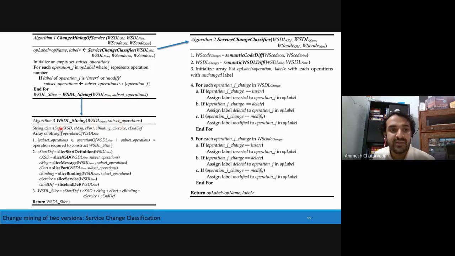So what it will do is construct various parts of the web service descriptive language. A web service is exposed to the world and has some interface as output, and these are various parts of the web service descriptive language, which are combined together. The subset operations are used to merge those WSDL parts and are required to construct the WSDL slice. The slicing of start definition, slicing of sub XSD, slicing of messaging, slicing of port, slicing of binding, slicing of service, and slicing of end definition is done. You get different parts of the slices of the new WSDL, combine and concatenate all of them like a string, and then generate the WSDL slice as the output.